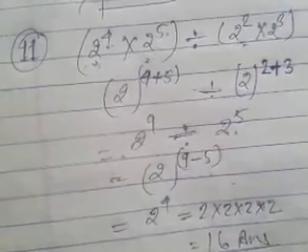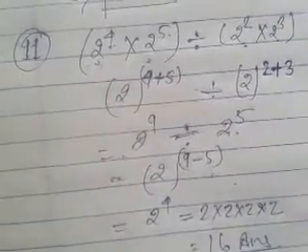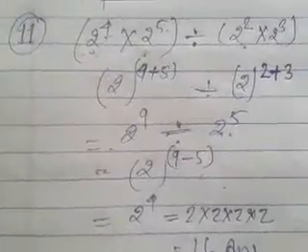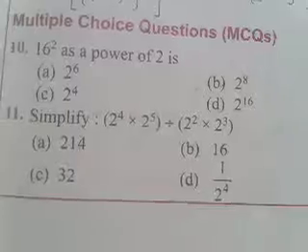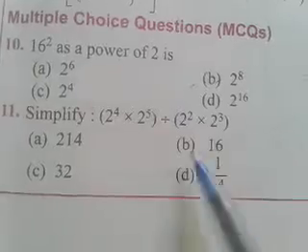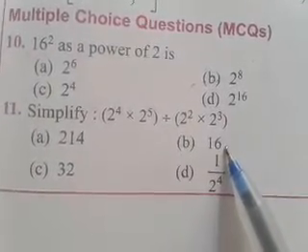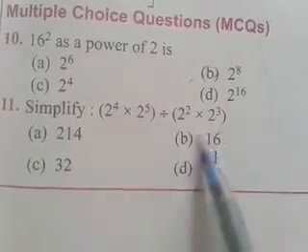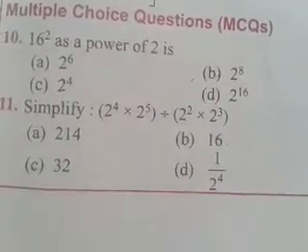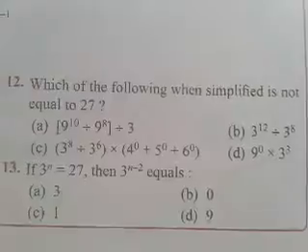So find out which option is correct. The correct option is option B, 16. Option B, 16, will be the correct answer to the given question. Now let us see the next question.